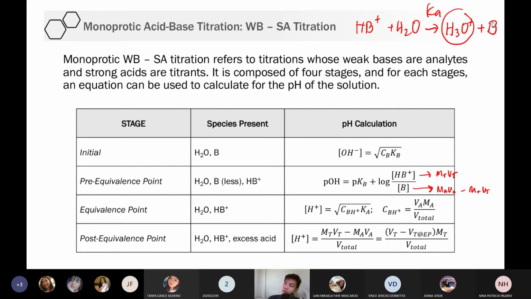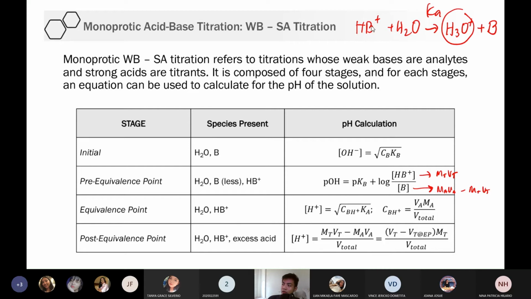Mapansin nyo, no? Parang bumalik yung base natin. Bumalik siya, pero mas dominant na yung acid natin. Kasi, tignan nyo, wala nga akong nilagay na B dito. No? Kasi, wala na to eh. Virtually ubos na to. Okay? So, ito na lang yung natitira talaga. So, yun na yung idea.